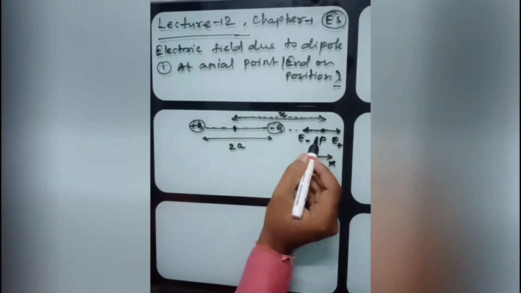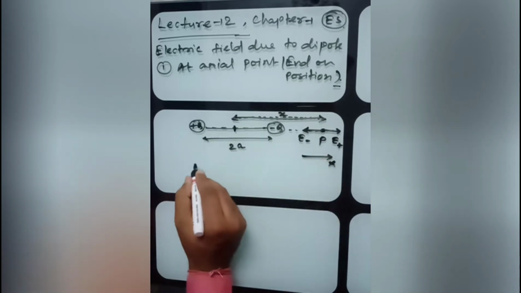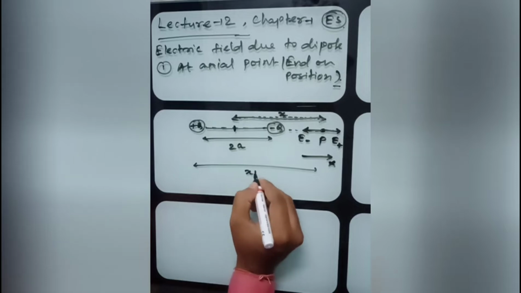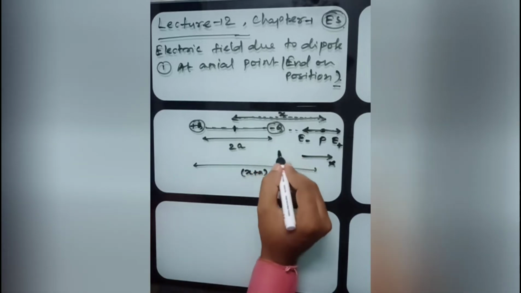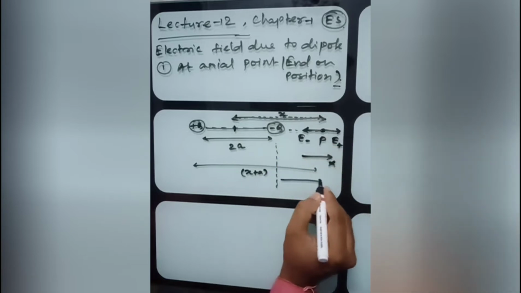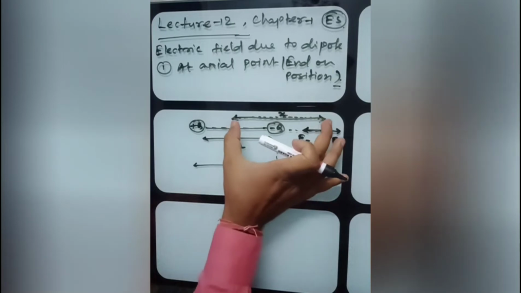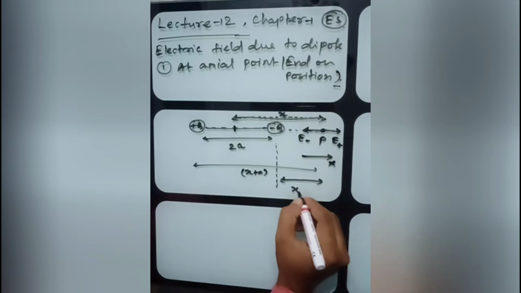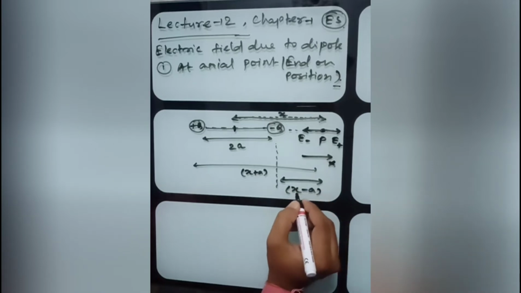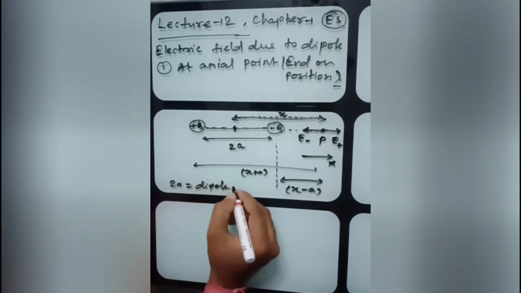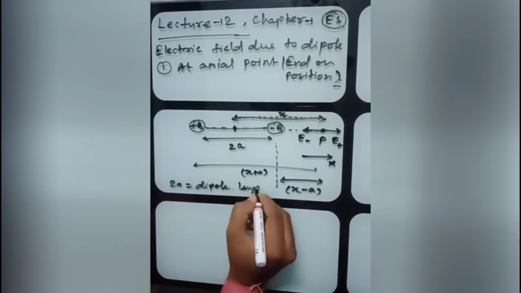So the total distance of the positive charge from the observation point will be x plus a. And for the negative charge, the distance from the observation point will be x minus a. Remember, this 2a is the dipole length.